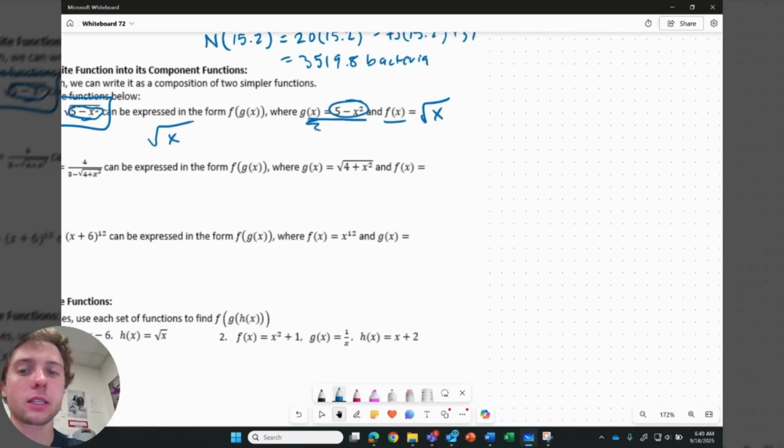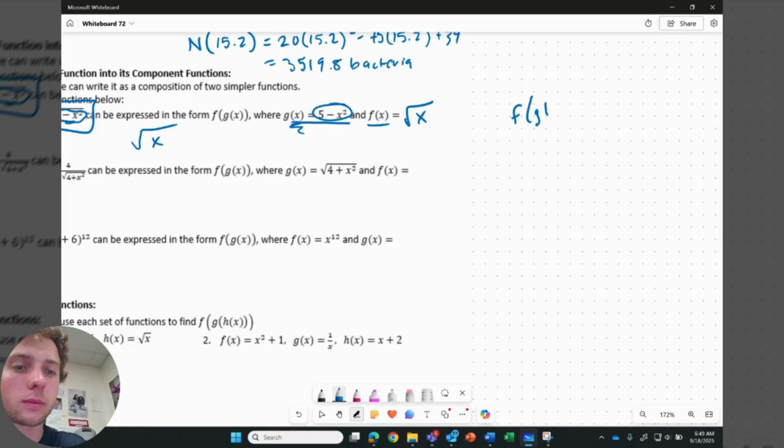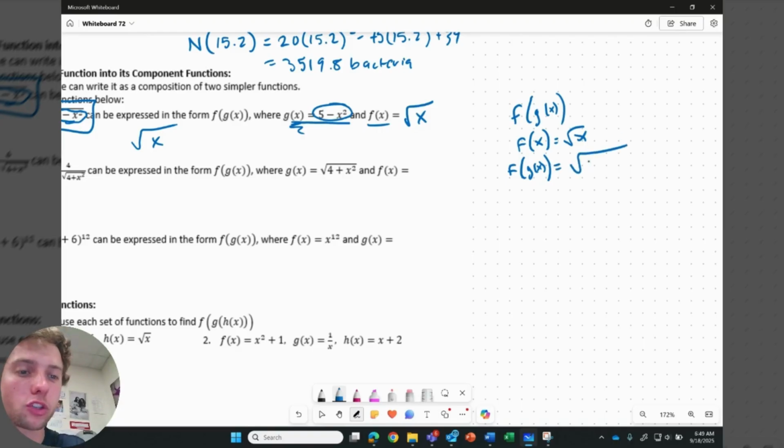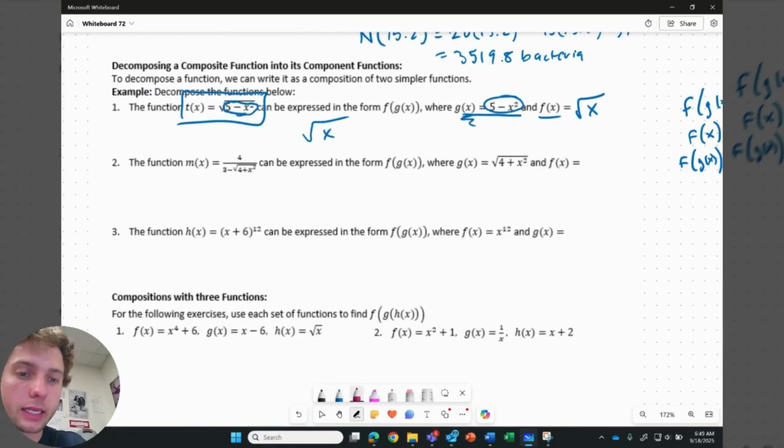Because if we look at this as f of g of x, that means we would take the outside function, square root of x, we would plug in and replace that x with whatever g is. That means this x changes to 5 minus x squared, and that verifies we did this correctly. So I look at this next one. I see square root of 4 plus x squared. That's this entire part. That means whatever I circled there, I'm just going to replace it with an x. And that must be what this original f function is.